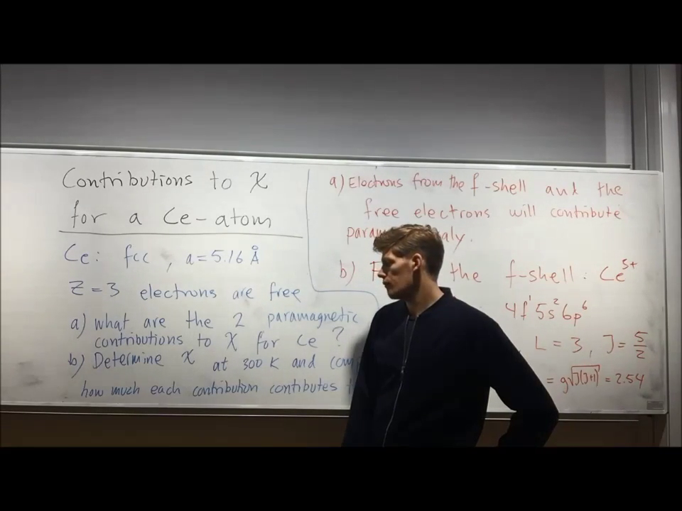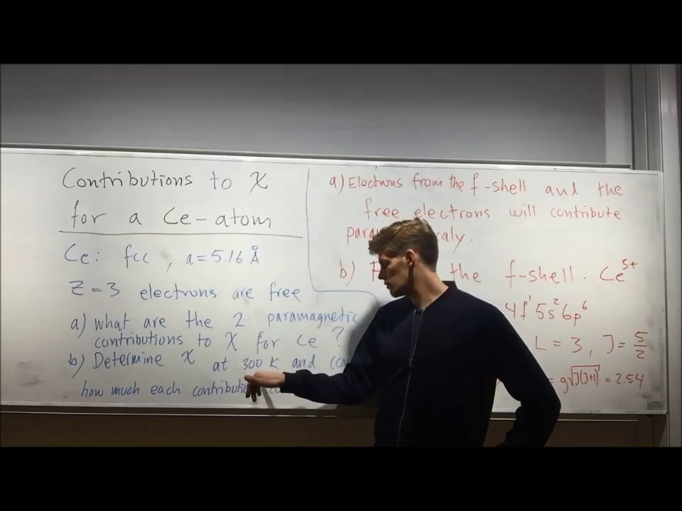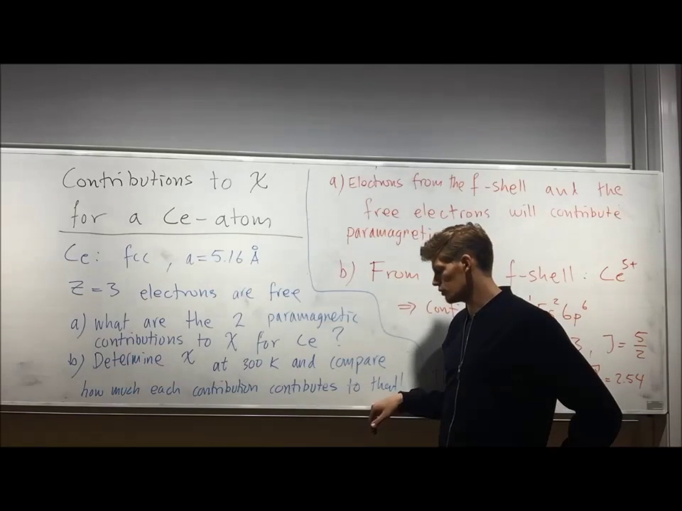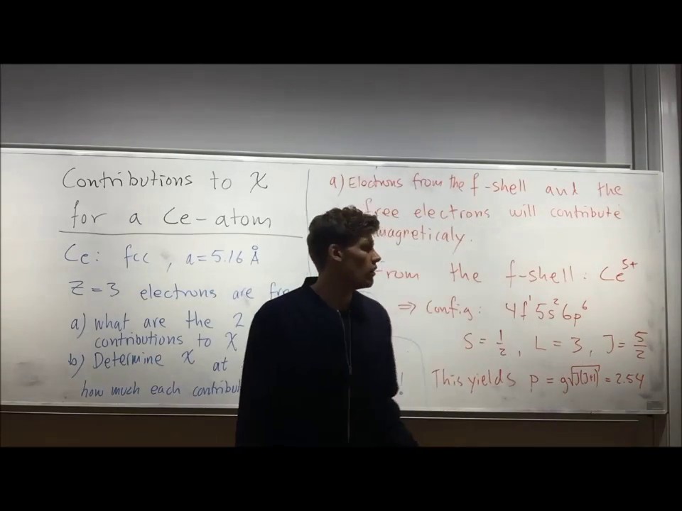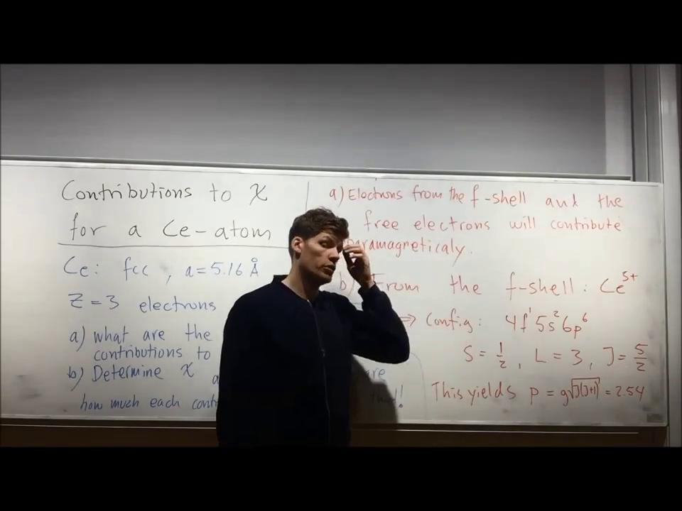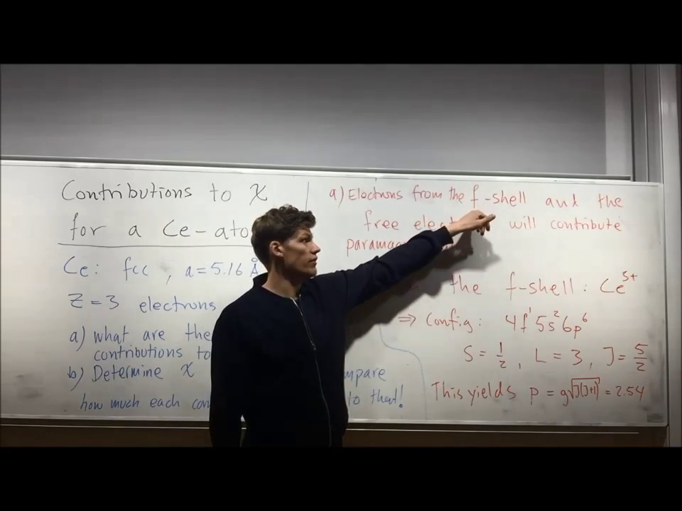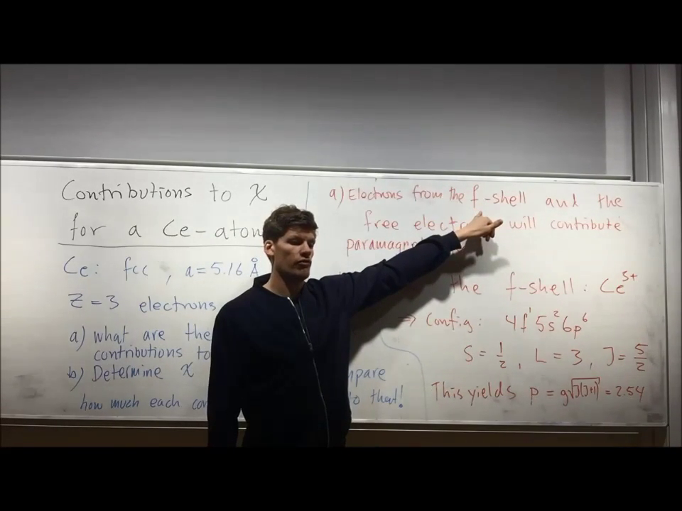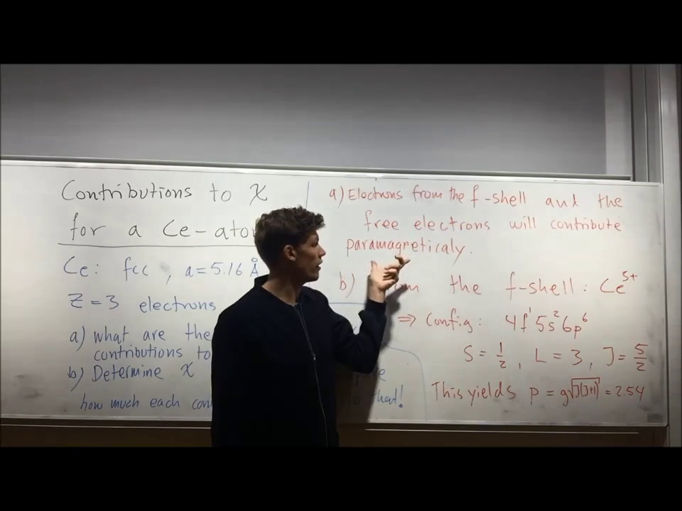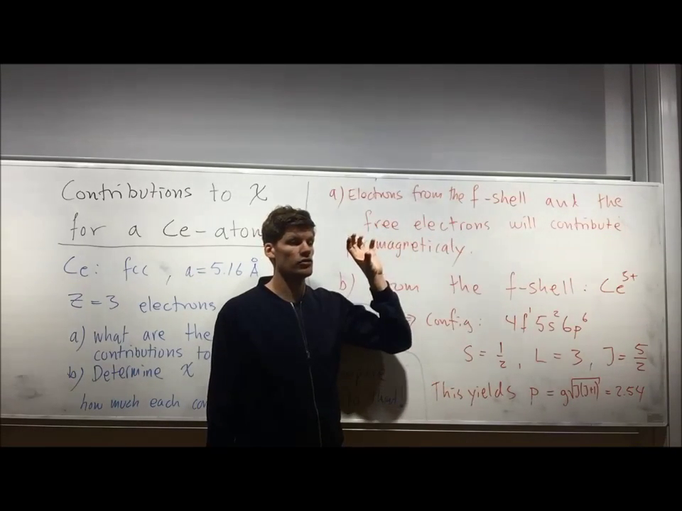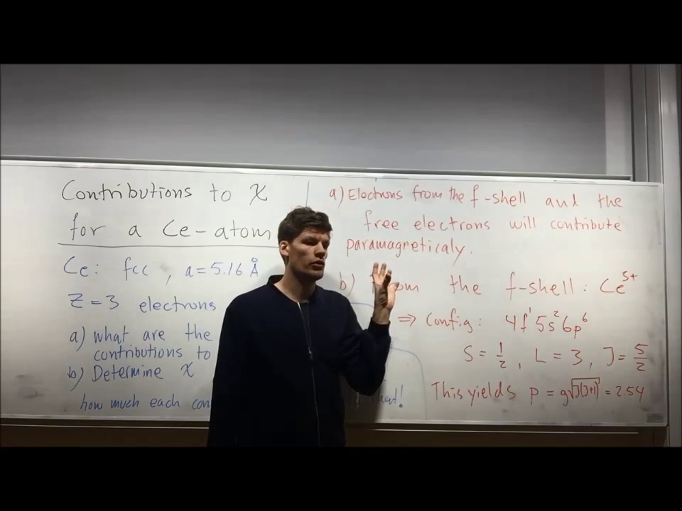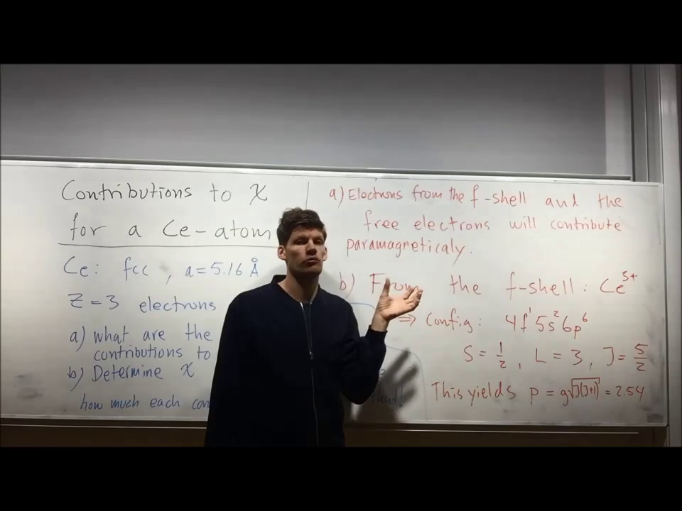So the question is basically, what are the two paramagnetic contributions to the susceptibility in this material? And also determine the susceptibility at 300 Kelvin and compare how much each of these contributions contributes to that, right? In order to do that, we first look at the F shell, where you have two contributions. One from the F shell, because you have an uneven number of electrons in the F shell still. And also you have free electrons that contribute. So all electrons that move freely in the material will couple to the magnetic field and give a paramagnetic contribution, right?